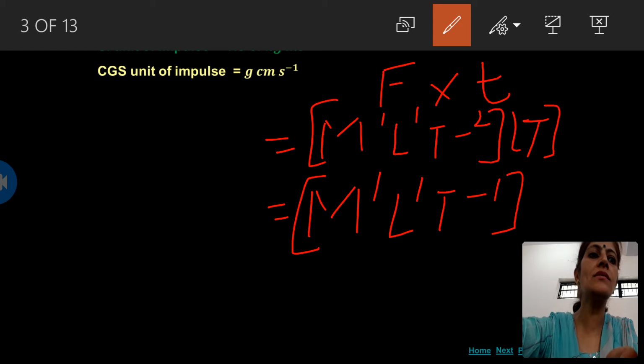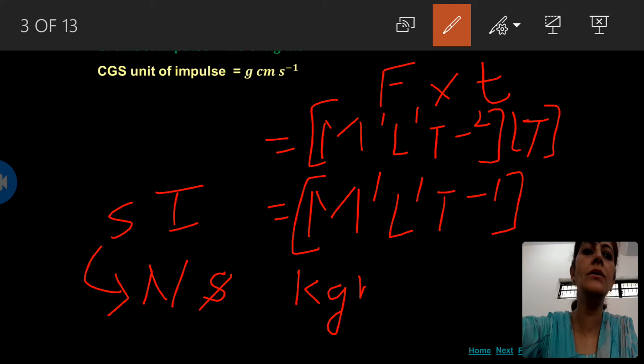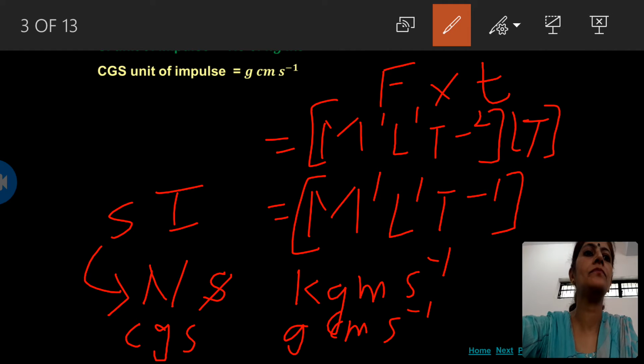Next come to its SI unit. Impulse is given by the product of force and time. Force is measured in Newton and time is measured in second. So the SI unit of impulse is Newton second. It can also be written as kilogram meter per second. In CGS, we can write its unit as gram centimeter per second.